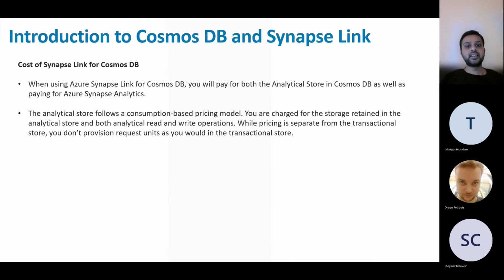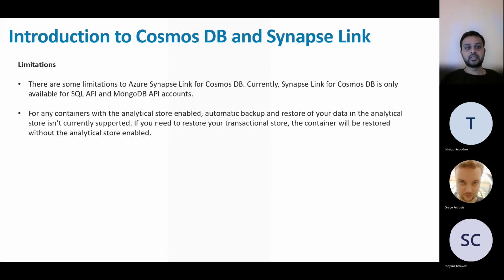Now, after understanding the feature, let's also talk about the cost of Synapse Link for Cosmos DB. When we use Synapse Link for Cosmos DB, you will have to pay for both the analytical store in Cosmos DB as well as the Synapse Analytics compute processing power that we are going to consume. The analytical store follows the consumption-based pricing model, so basically, you pay as per your usage. You will be charged for the storage retained in the analytical store for both reads and writes, while the pricing is separate from the transactional store. So you don't have to provision any additional request units as we have to do in the transactional store.